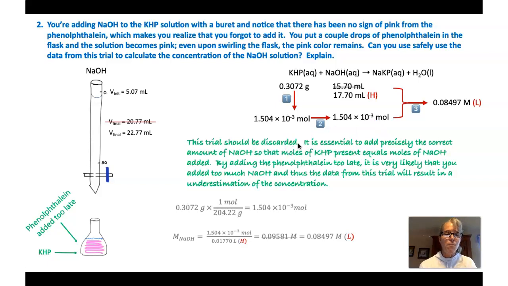It's essential to add precisely the correct amount of sodium hydroxide so that moles of KHP present equals moles of sodium hydroxide added. By adding that phenolphthalein too late, it's very likely that you added too much sodium hydroxide, and thus the data from this trial will result in an underestimation of the concentration.